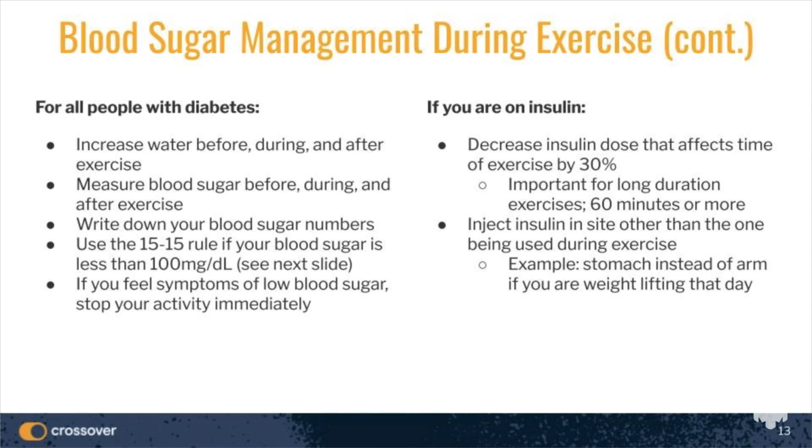It may also be helpful to inject insulin in a site other than the one being used during exercise. So for instance, if you're going to be doing arm exercises like shoulder presses or chest presses, or you're going to be playing racquetball, it may benefit you to inject insulin into the stomach or the thigh as opposed to the arm on the day when you're going to be playing arm-heavy sports or engaging in arm-heavy exercises.